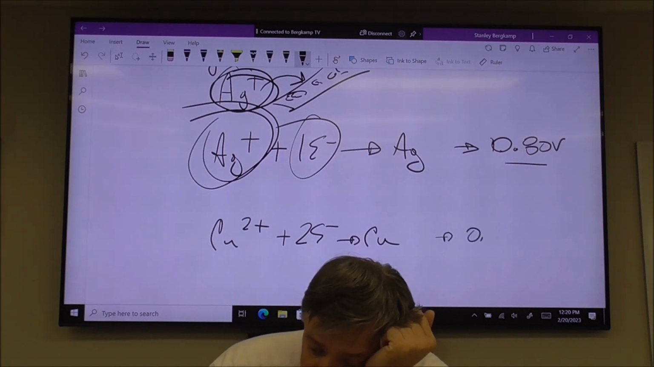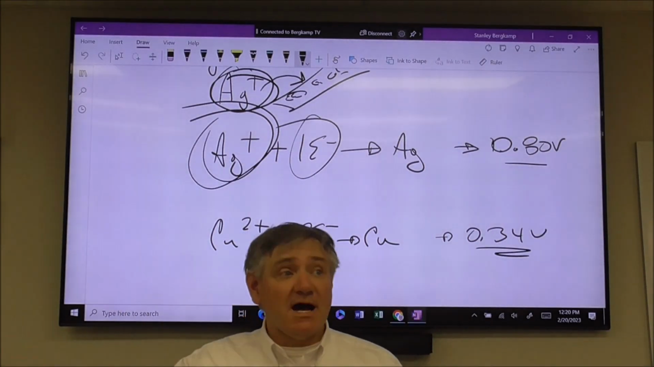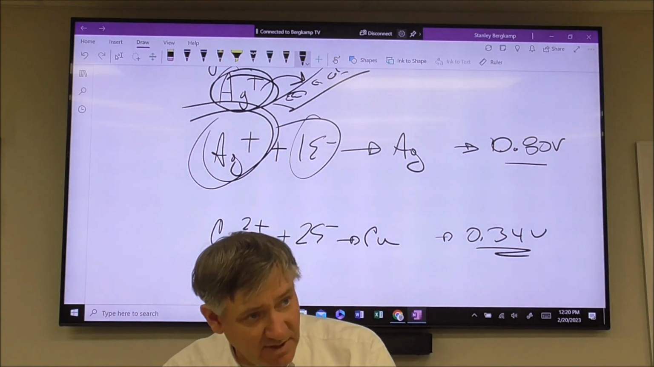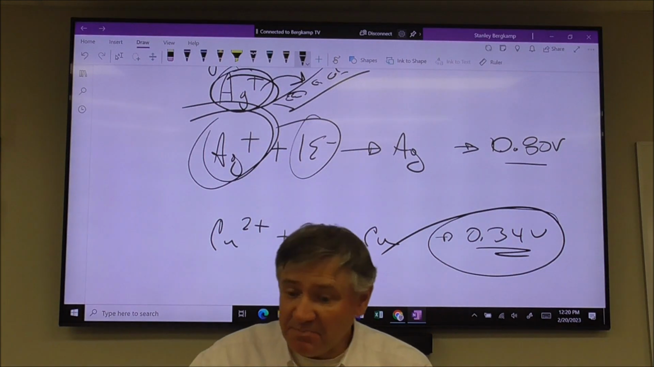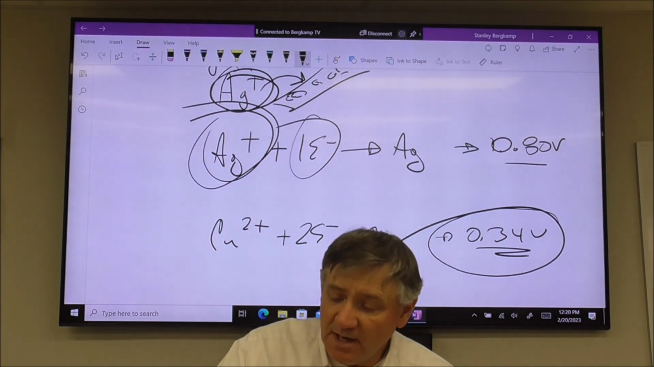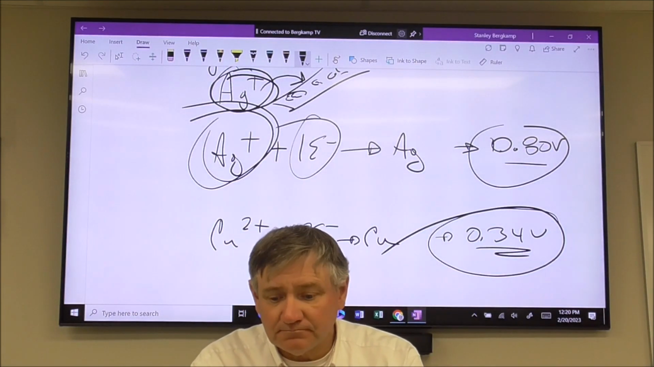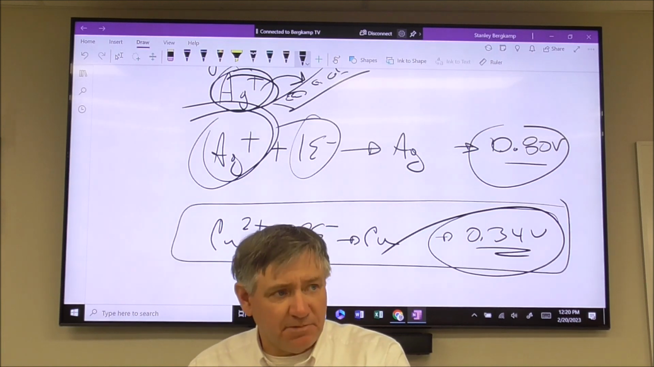0.34 volts. Now, which is still positive, okay? It's still positive. It wants to go in this direction, but it's not as positive as the silver is, okay? So because of this, the other thing that you want to look at is that this reaction couldn't take place.